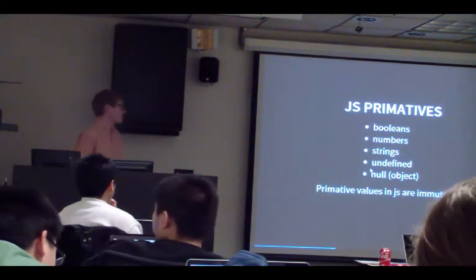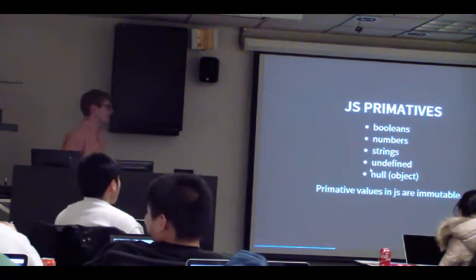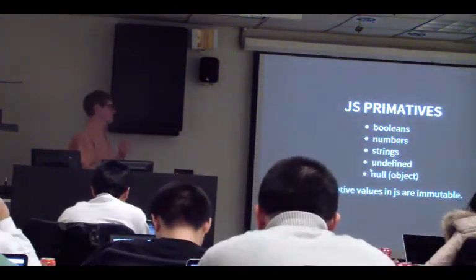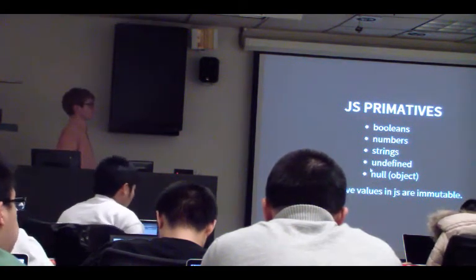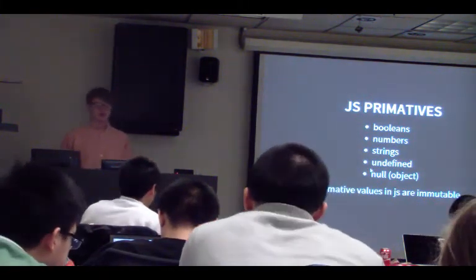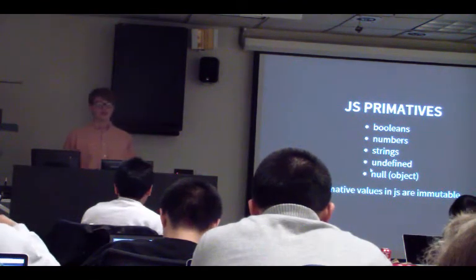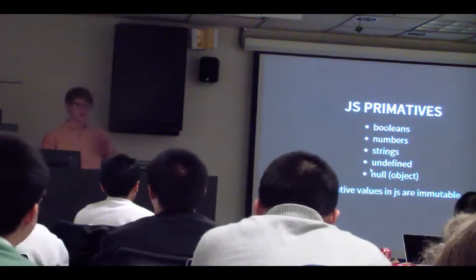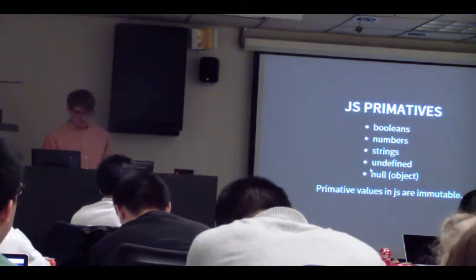So JavaScript has the following primitives. It has booleans, numbers, strings, and then it also has an undefined primitive and a null, which is actually like a type object, but in most contexts is considered a primitive type of its own. All of these primitives are immutable, so you can't change the value of a string primitive. If you're used to C where you can change the character at a certain index in a string, in JavaScript you can't do that.